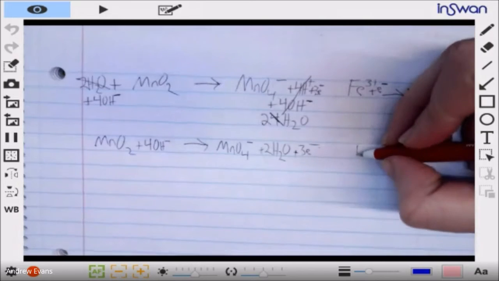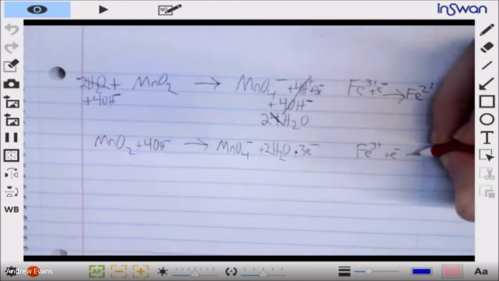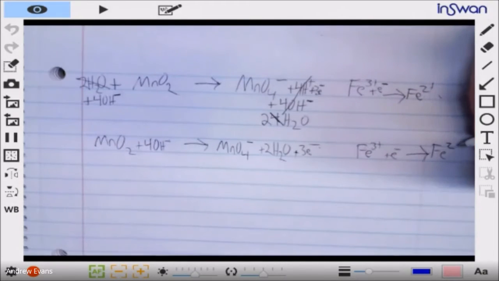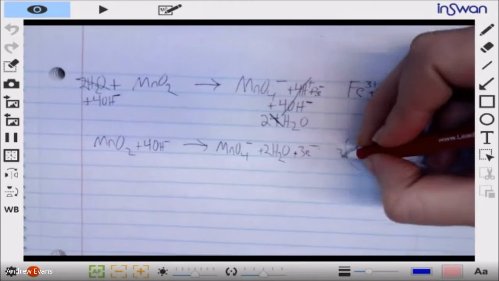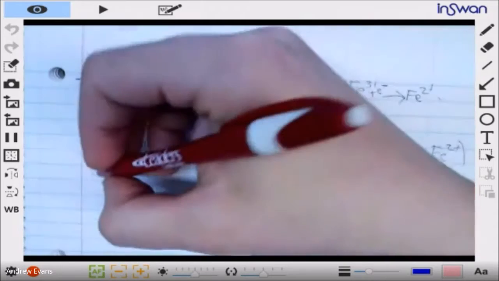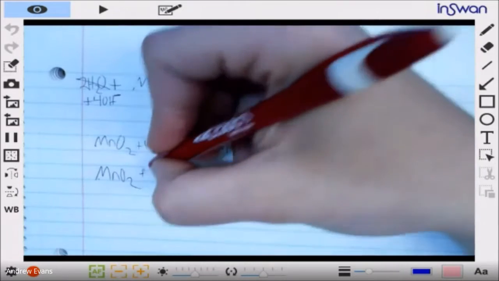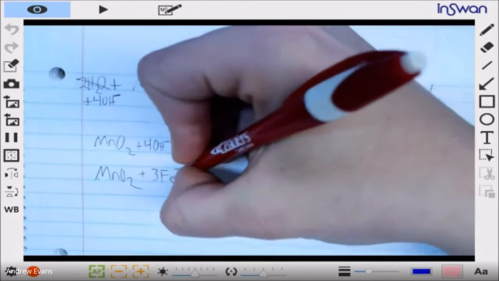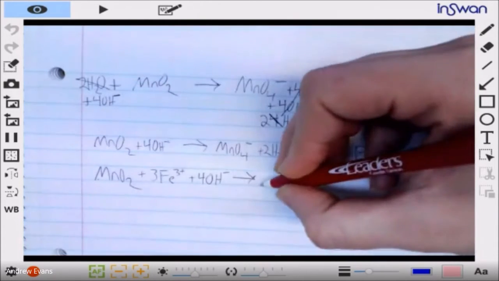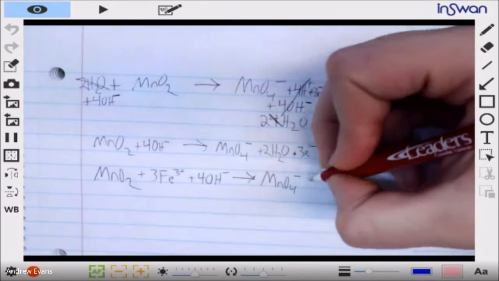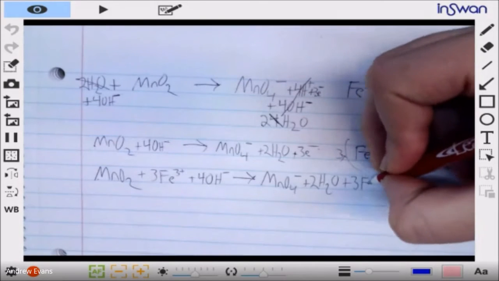But now the last step is I got to combine these together. I need 1 electron to cancel out 3 electrons, so I'm going to have to multiply this whole thing by 3 and add them together. So the balanced equation would be some form of MnO2 plus 3 iron, 3 plus, and 4 OHs goes to MnO4, 1 minus, 2 waters, and 3 iron, 2 pluses.